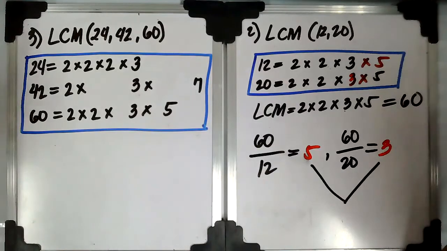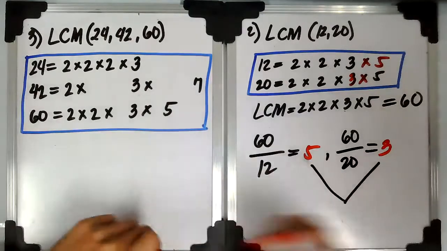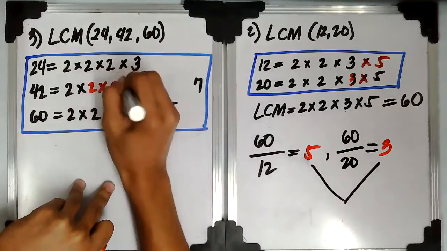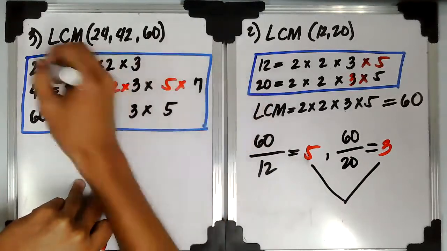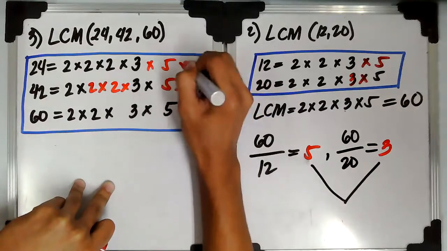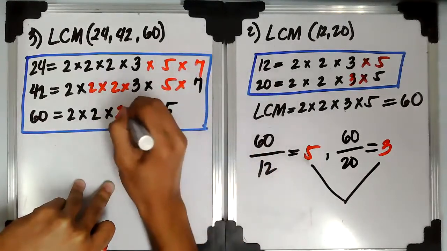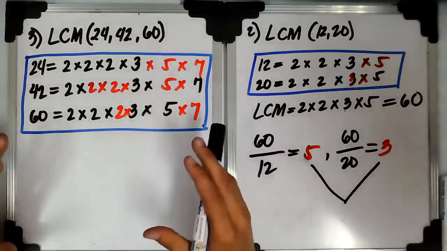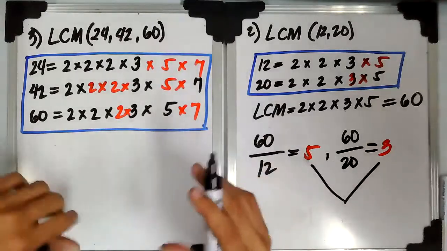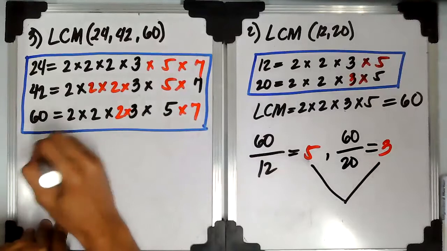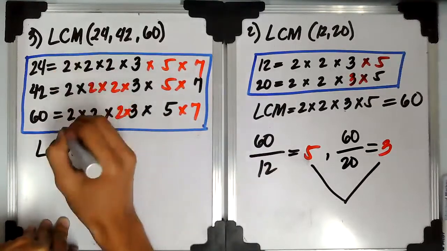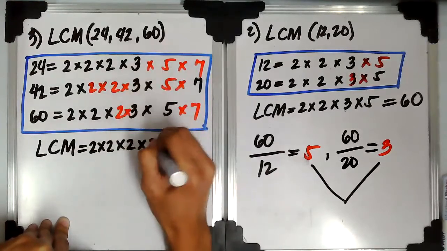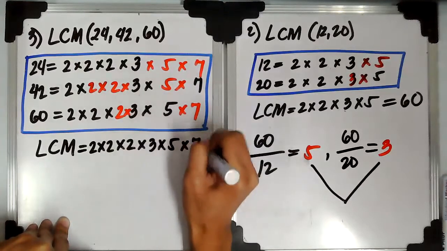Just like what we did in the second example, we fill in the column of the factors that these three numbers don't have in common, which are 2 times 2, all right, times 5. You have 5 times 7. In here, you have 2 and 7. All right. So this is the multiple which 24, 42, and 60 have in common, and it is the least common multiple. The LCM of this will be equal to 2 times 2 times 2 times 3 times 5 times 7.